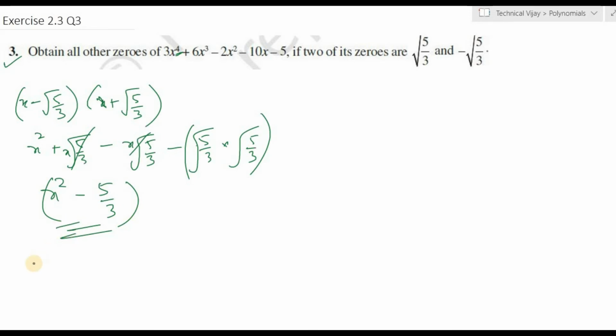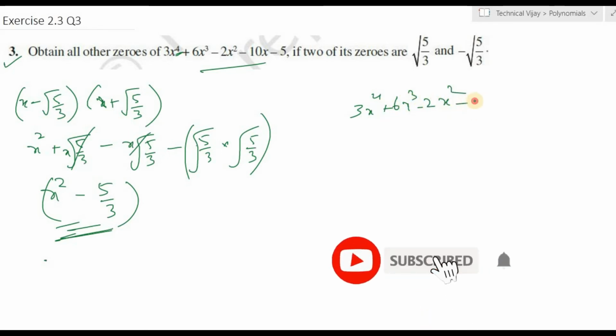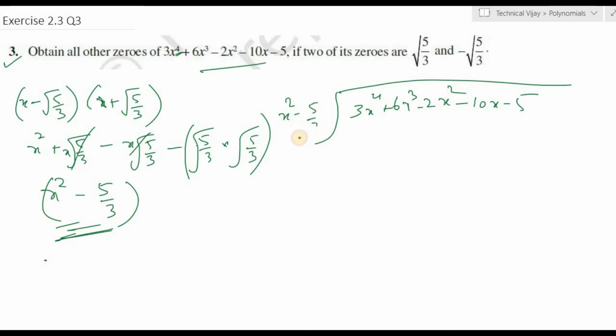So we have got the product of two zeros, and for the other two zeros we have to divide this polynomial with this one. So 3x to the power of 4 plus 6x cube minus 2x square minus 10x minus 5, divided by x square minus 5 by 3. So x to the fourth is there, x square will multiply, and 3.